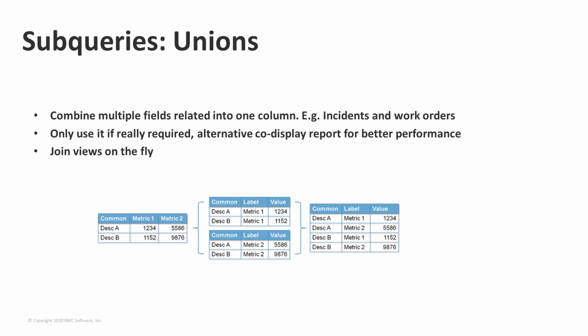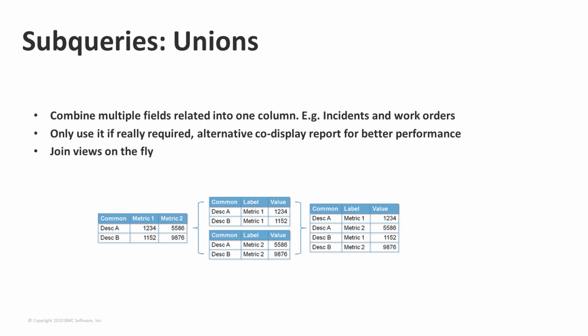Next topic is subqueries. The fifth subquery that I'm going to talk about is union. So basically, in union, you can combine multiple fields or related fields into just one column. A very simple example is to have incidents and work orders in the same report and then just stack them together. So only use this if it's really required, because there are other alternatives like co-display reports, and this will have better performance because there will be two different queries sent to the database instead of just one big query with the union in the middle of that.